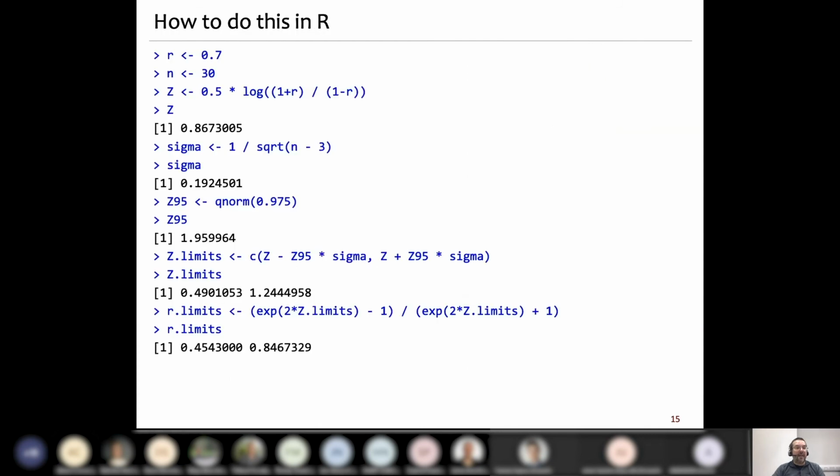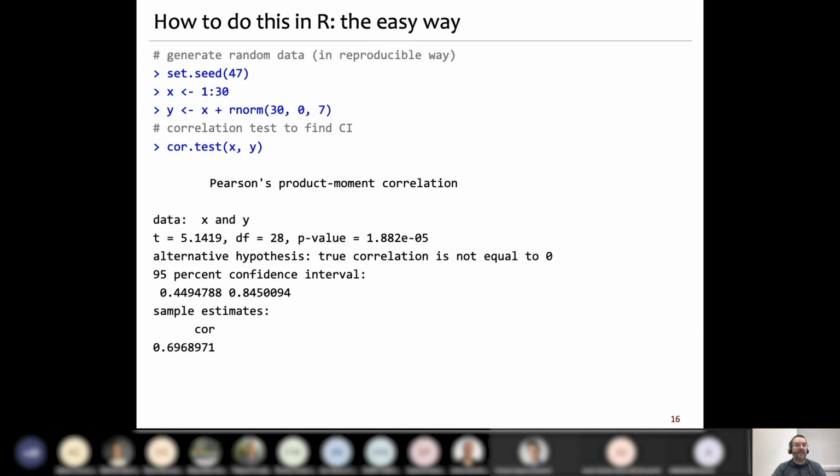You can do it in R. I just repeated all the steps I showed you a moment ago, but in R. We start with your numbers R and N. We calculate Z, we calculate sigma, then we find this number, 1.96. We just find it from the normal distribution to have an exact value. And then find limits on Z, which are 0.49 and 1.24, and limits on R. You can do it obviously in a simpler way.